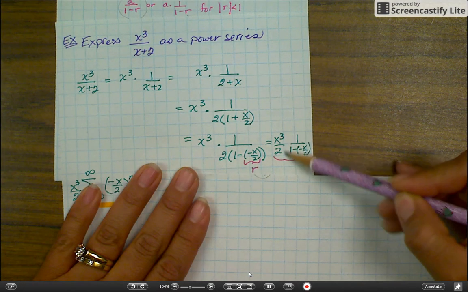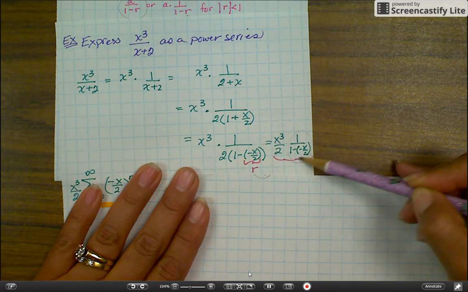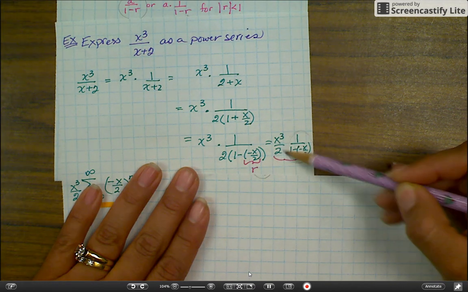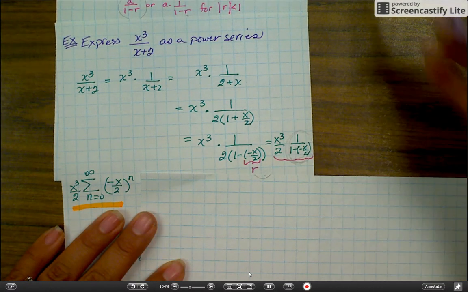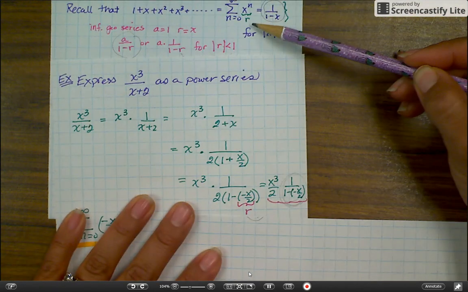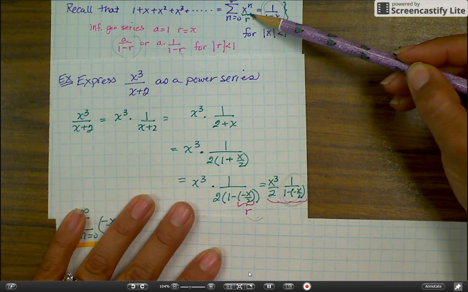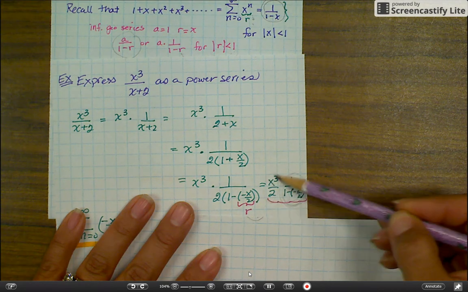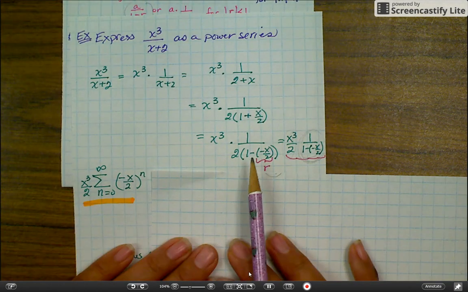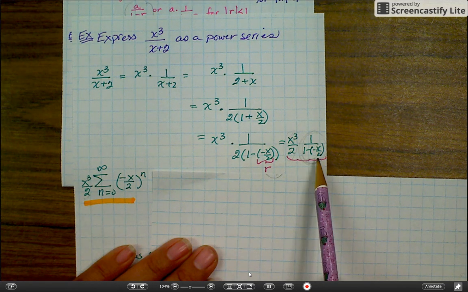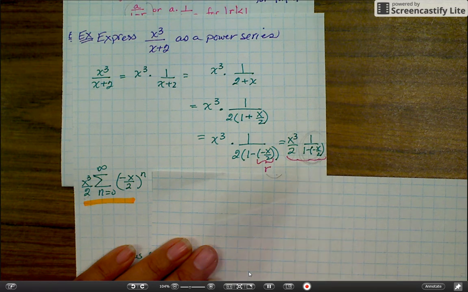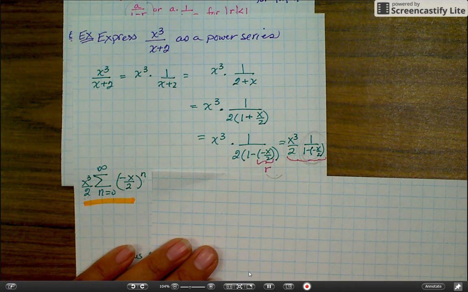So this is my infinite geometric series part, and these are factored out of that. I am going to use what I normally use for the sum, my power series, and then multiply that by this expression here. So that is what I did here. I factored out the x cubed over 2, and then I took my r, which is negative x over 2, and took it to the n power.